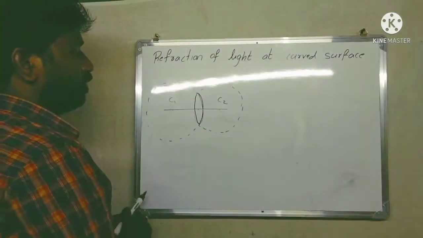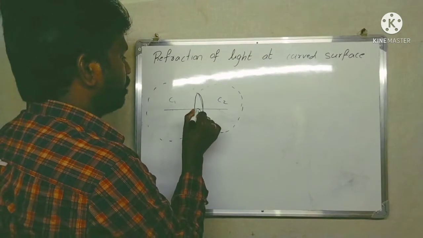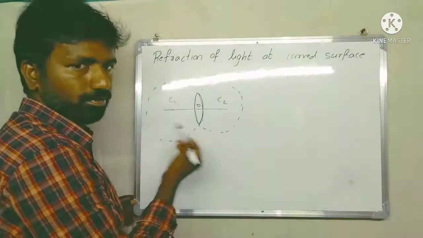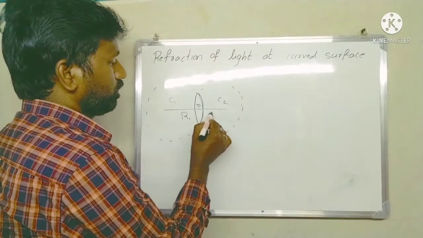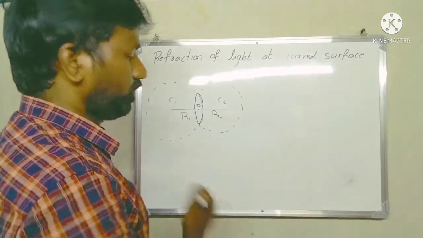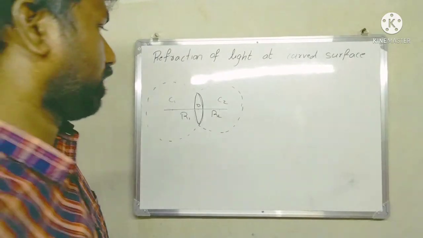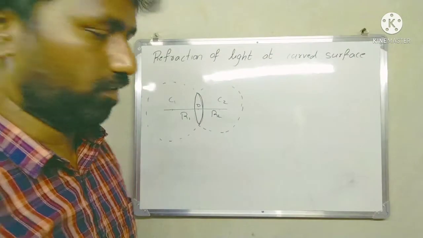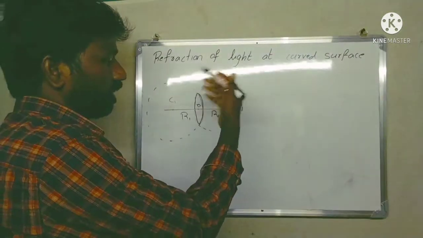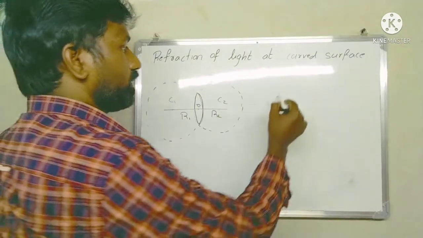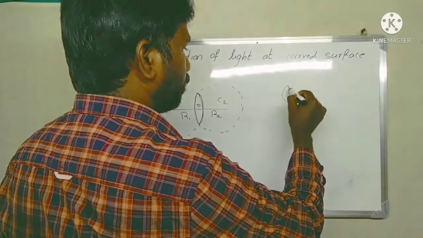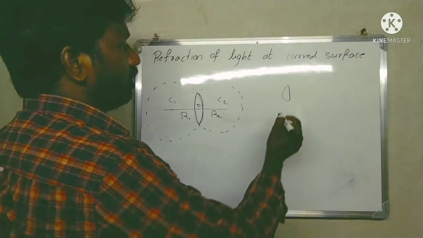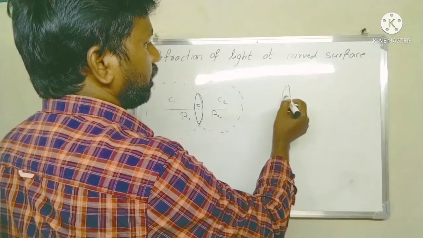Now, the distance from the optic center to the centers of curvature C1 and C2 is called R1 and R2. These R1 and R2 can be equal or not equal, depending on the curvature of the lens. If one side has less curvature and the other side has more curvature, then the centers of curvature are different.